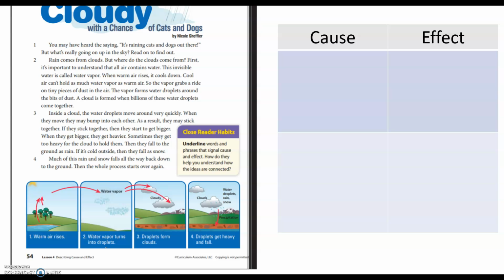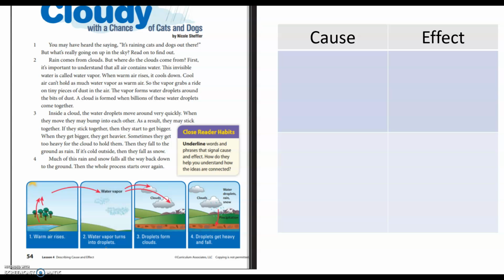You may have heard the saying, "It's raining cats and dogs out there." But what's really going on up in the sky? Read on to find out. Rain comes from clouds, but where do clouds come from? First, it's important to understand that all air contains water. This invisible water is called water vapor.